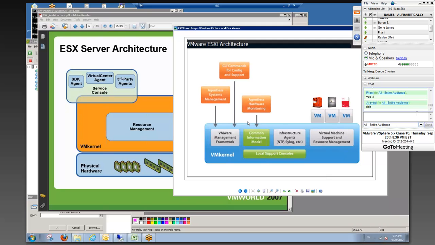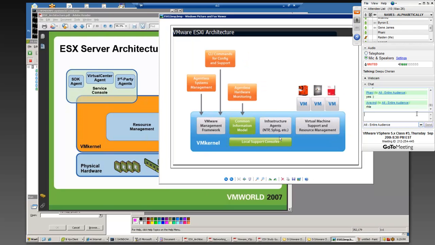In this picture, there is no service console. So how do you manage an ESXi server? VMware has improved their kernel a little bit more. The networking stack has improved, and some other new features were added into the kernel. One of the main features they added is called the VMware Management Framework, which is a set of software which will allow you to communicate to the VM kernel directly without the help of a service console.